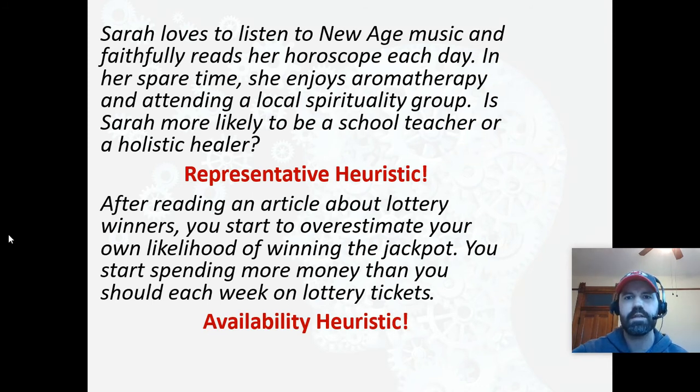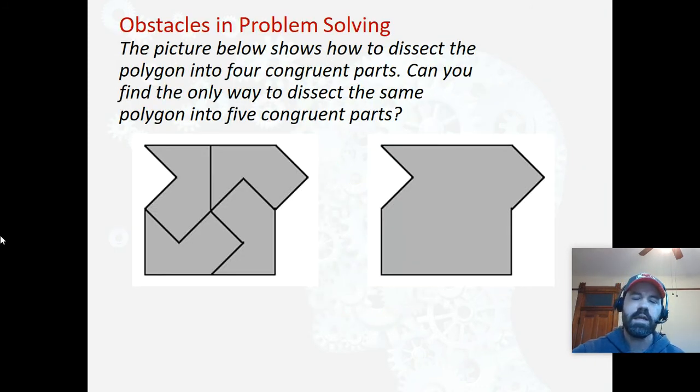It's an availability heuristic. Now, sometimes when we are trying to solve problems, we run into obstacles, and we call these obstacles mental sets. I want you to look at this kind of shape that I have here. The picture below shows how to dissect the polygon into 4 congruent parts. Congruent being same size, same shape. Can you find the only way to dissect the same polygon into 5 congruent parts?